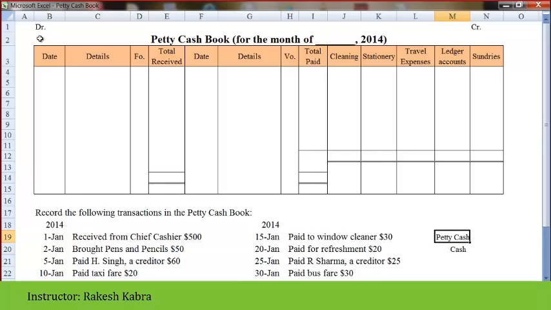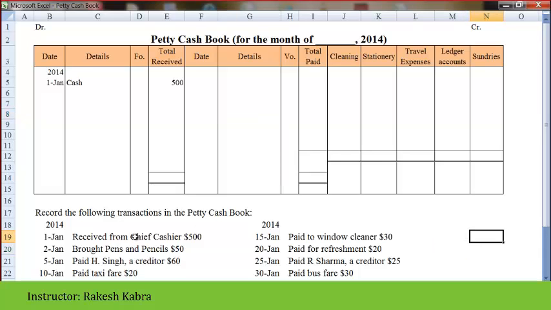So that's why on the debit side I will write cash, the name of the opposite account. See, this is the opposite account, isn't it? So petty cash debited, so on the debit side I will write cash. And the date I will put here. First I will put the year 2014 and we got the money on January 1st. And I will write the name of the opposite account, cash. And in the column for total I will write how much amount we got? $500. So we have recorded this transaction.